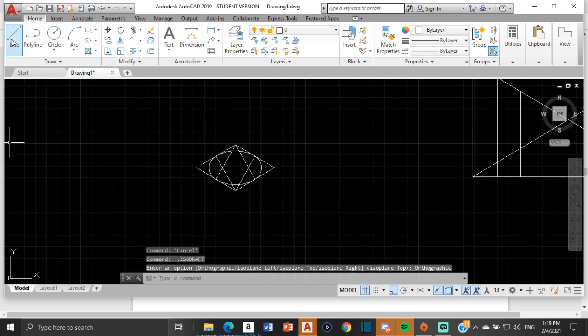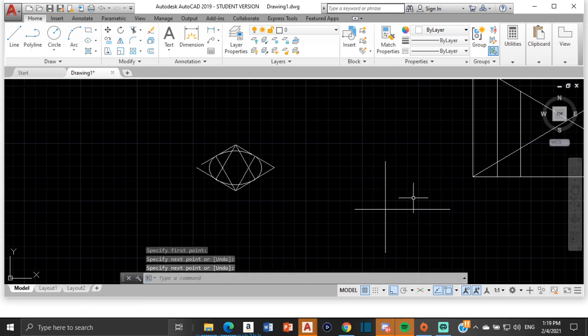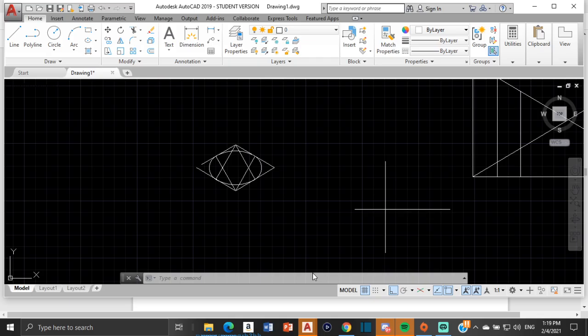Yeah, so if we have a line here, so we have a horizontal line and we have a vertical line. Alright, so the plan view, in your drawing, plan view will be either above or below the horizontal plane. Alright, so that's what that means. Good.